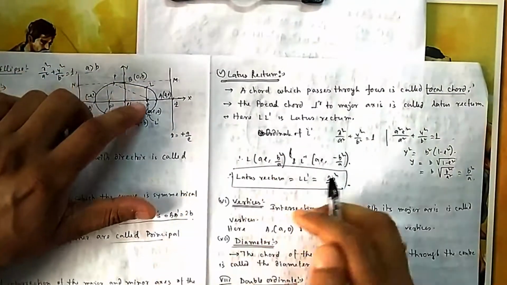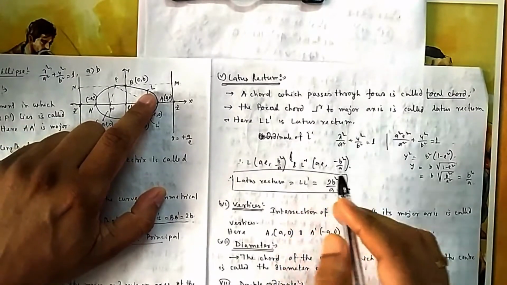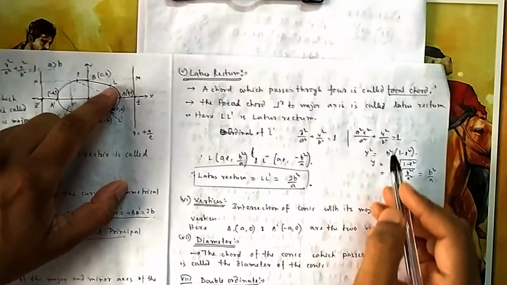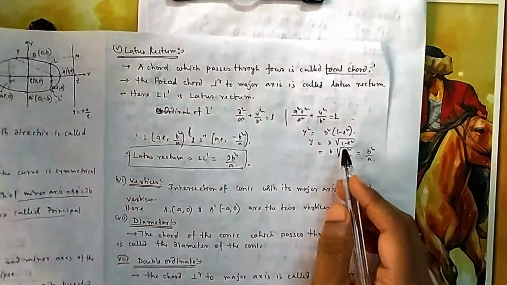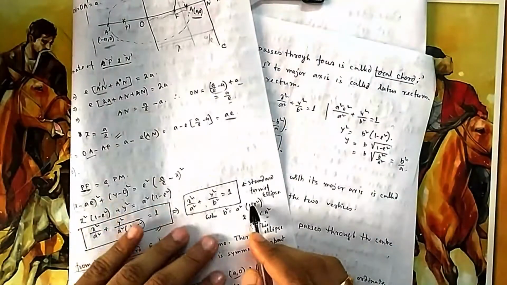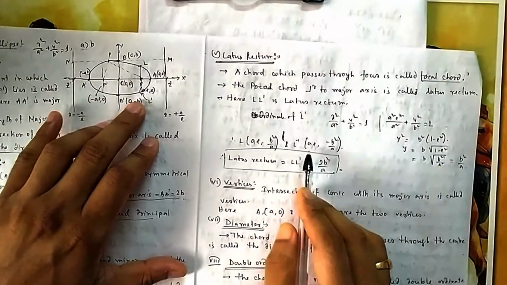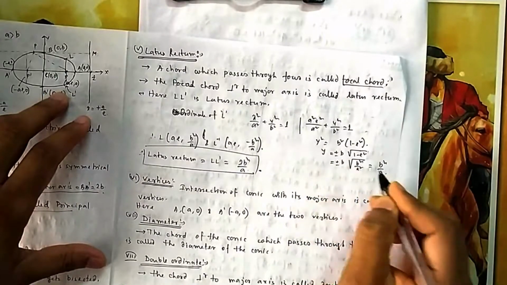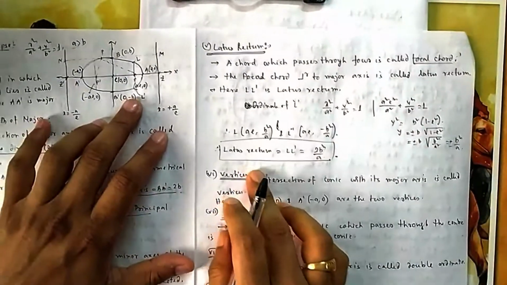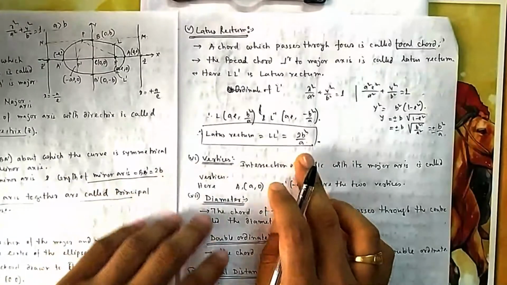So what is L? For L, you put this point: x is equal to AE. If you put x equal to AE, you will find y. If you calculate, you can write it as 1 minus e square. What is 1 minus e square? It is b square by a square. So y is b square by a, and this point is (AE, b square by a). This other point is (AE, minus b square by a), because y can take plus minus. So your LL dash length will be b square by a plus b square by a, so 2b square by a. That is the formula for the latus rectum.